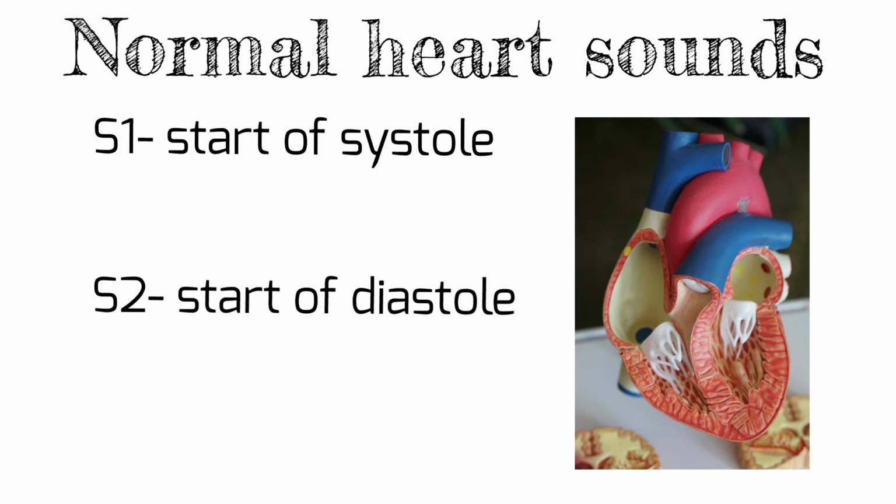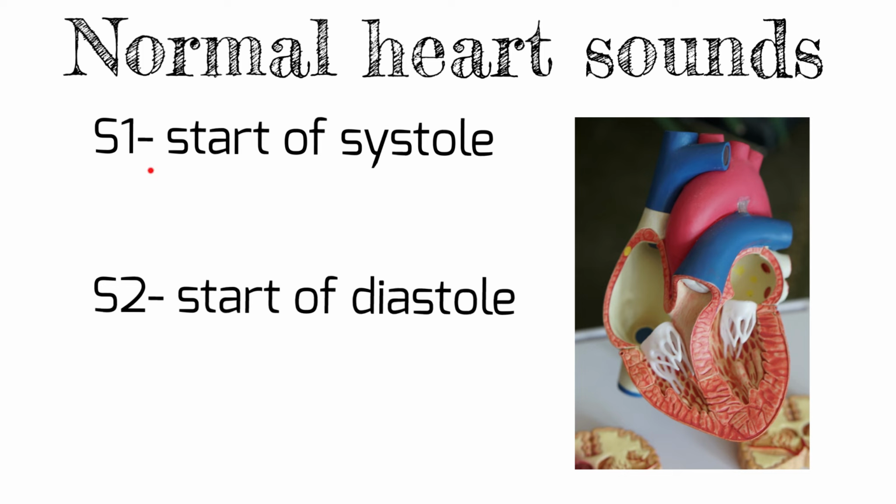Then, after the blood has been squirted out of the pulmonary artery, which is over here, and the aorta, which is over here, those aortic and pulmonary valves need to close as well, so that you can prevent any backflow of blood from the aorta and the pulmonary artery. And that closing is thought to be the S2, which signals the start of diastole. So S1 signals the start of systole and S2 signals the start of diastole.